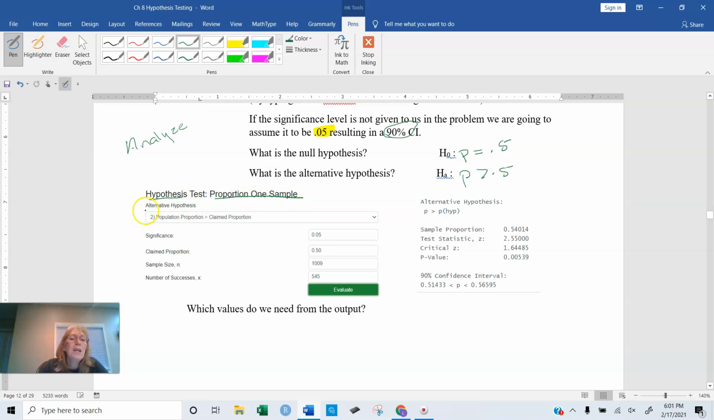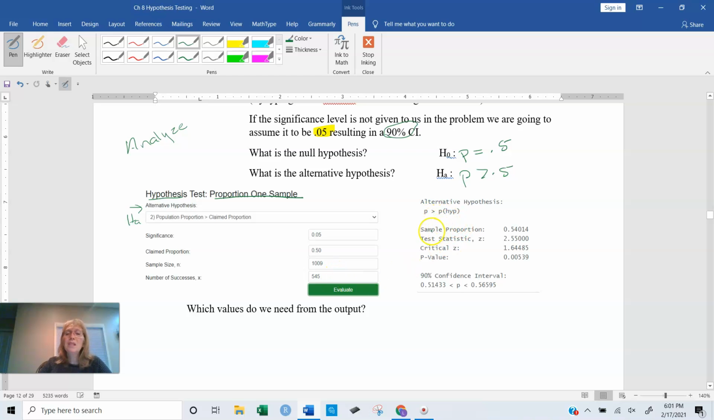Now, when you type this in, they actually want the alternative hypothesis. So this is H A. You can type in the population proportion is greater than the claim, because we want it bigger than 0.5. Our significance level, since it wasn't given, is going to be 0.05. Our claim proportion is 0.5. Our sample size is n. And our number of successes was 545 of them said no, they don't like this.